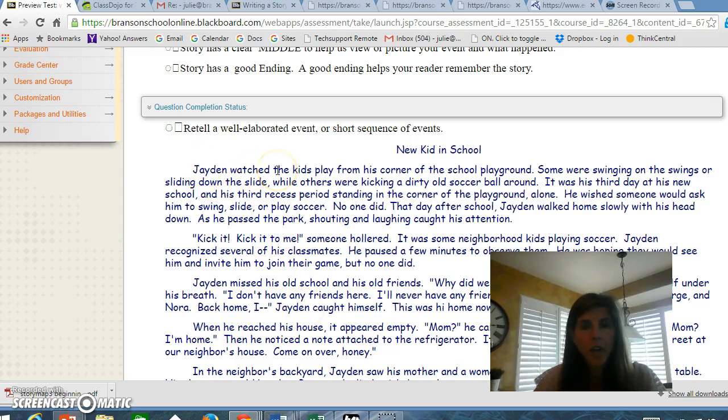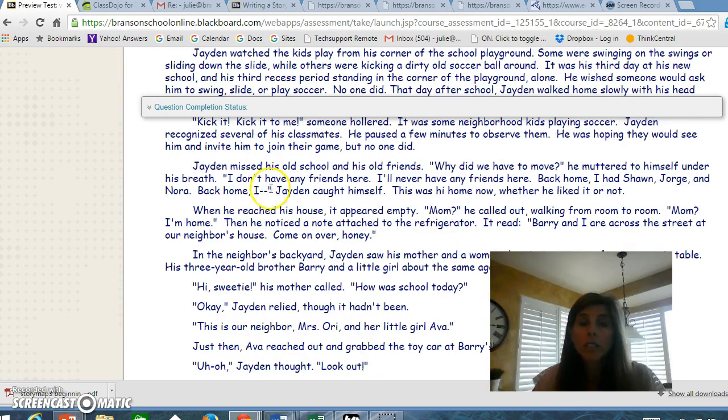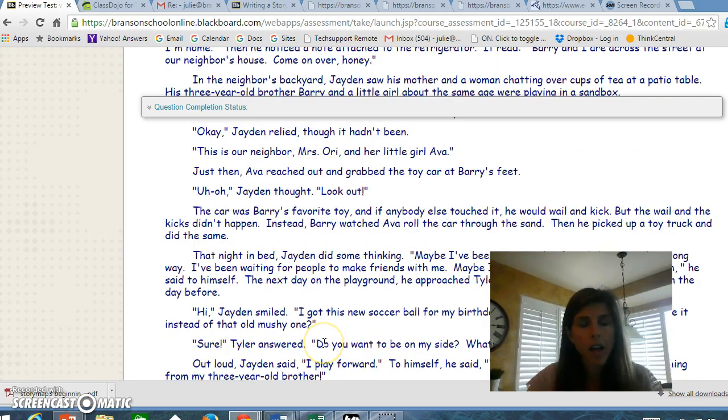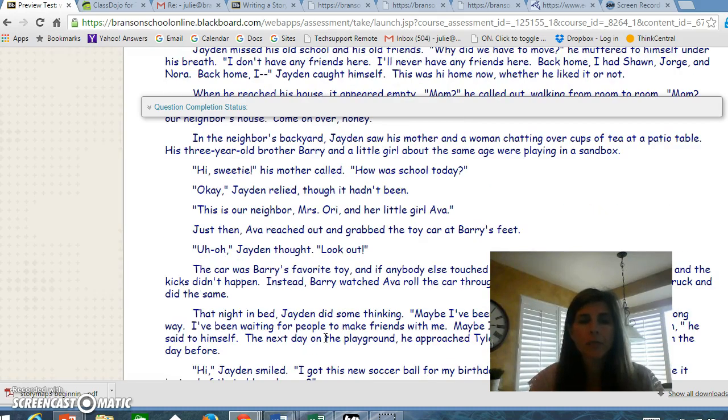The beginning, a lot of times, has the characters and the setting. Setting is where the story takes place. The middle has the problem and the events that happen to get that problem solved. And the end is how that problem got solved. And at the end, remember, Jaden had asked if someone would play, and it turned out good for him.